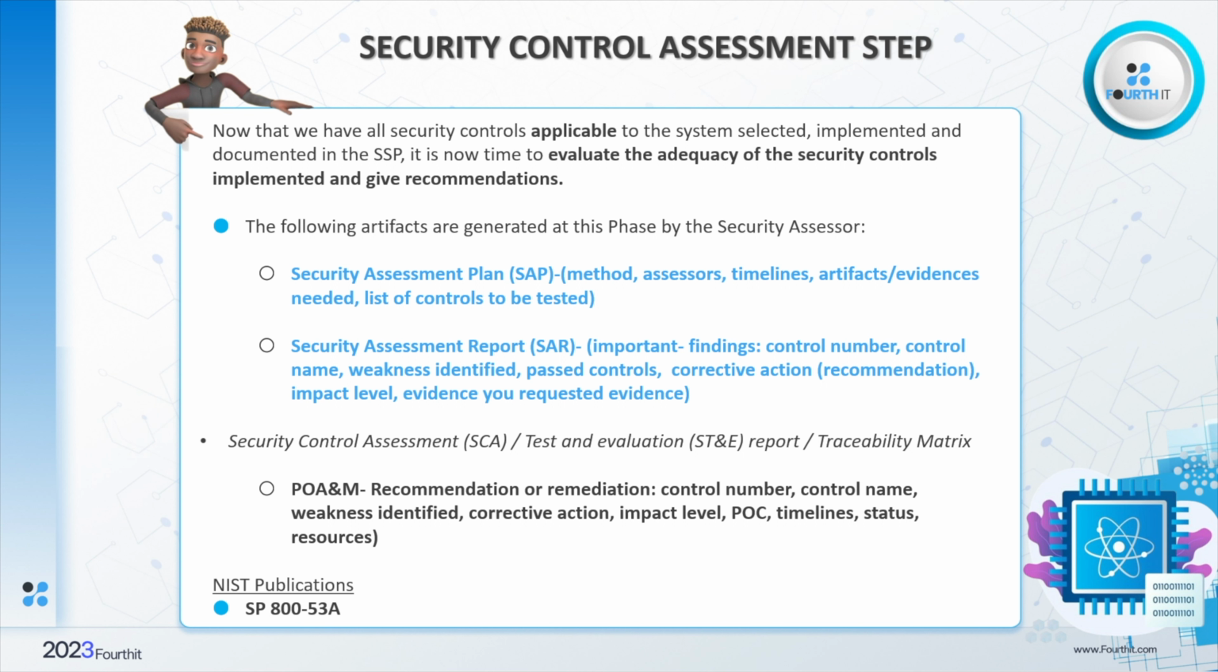Then another artifact that you need, we call it the security control assessment, the SCAR, or the security test and evaluation, the ST&E, or the traceability matrix. All of them are called the same name. I'm going to show you a copy of all these documents when we get to the hands-on. This security control assessment, or the SCAR, or the ST&E, or the traceability matrix, is supposed to contain the controls that you assess.